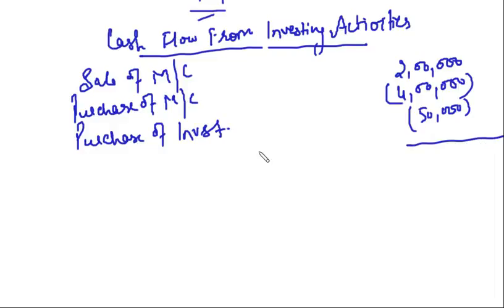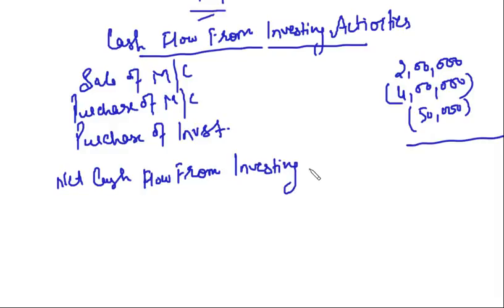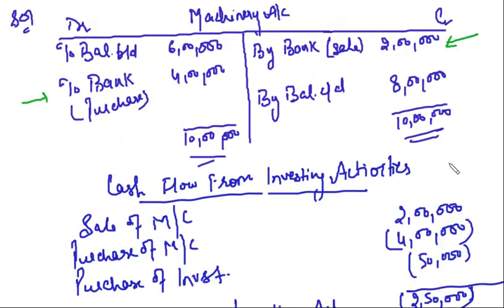The balance what we get is net cash flow from investing activities. This comes to 2,50,000 negative. Clear, friends? So with this we complete investing activities.